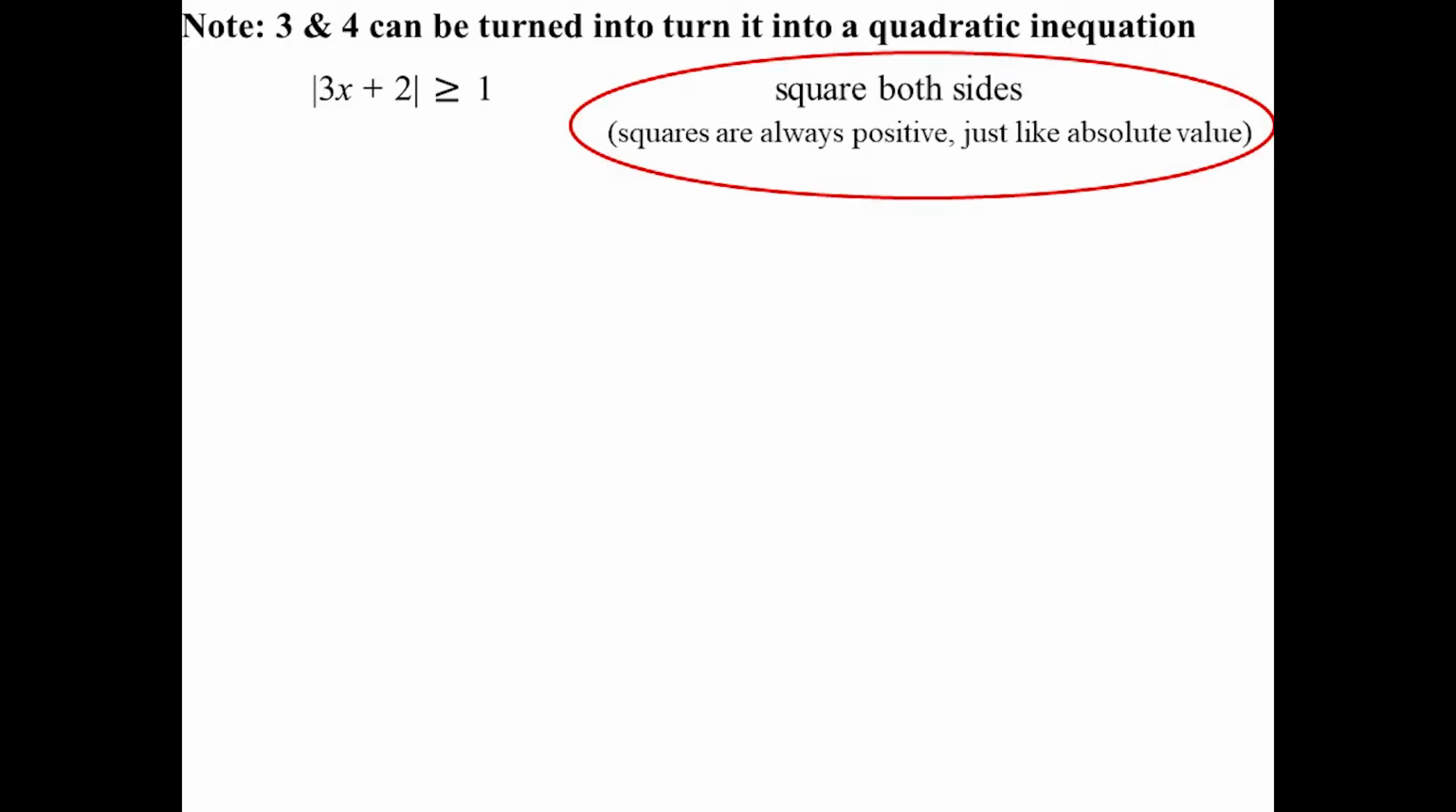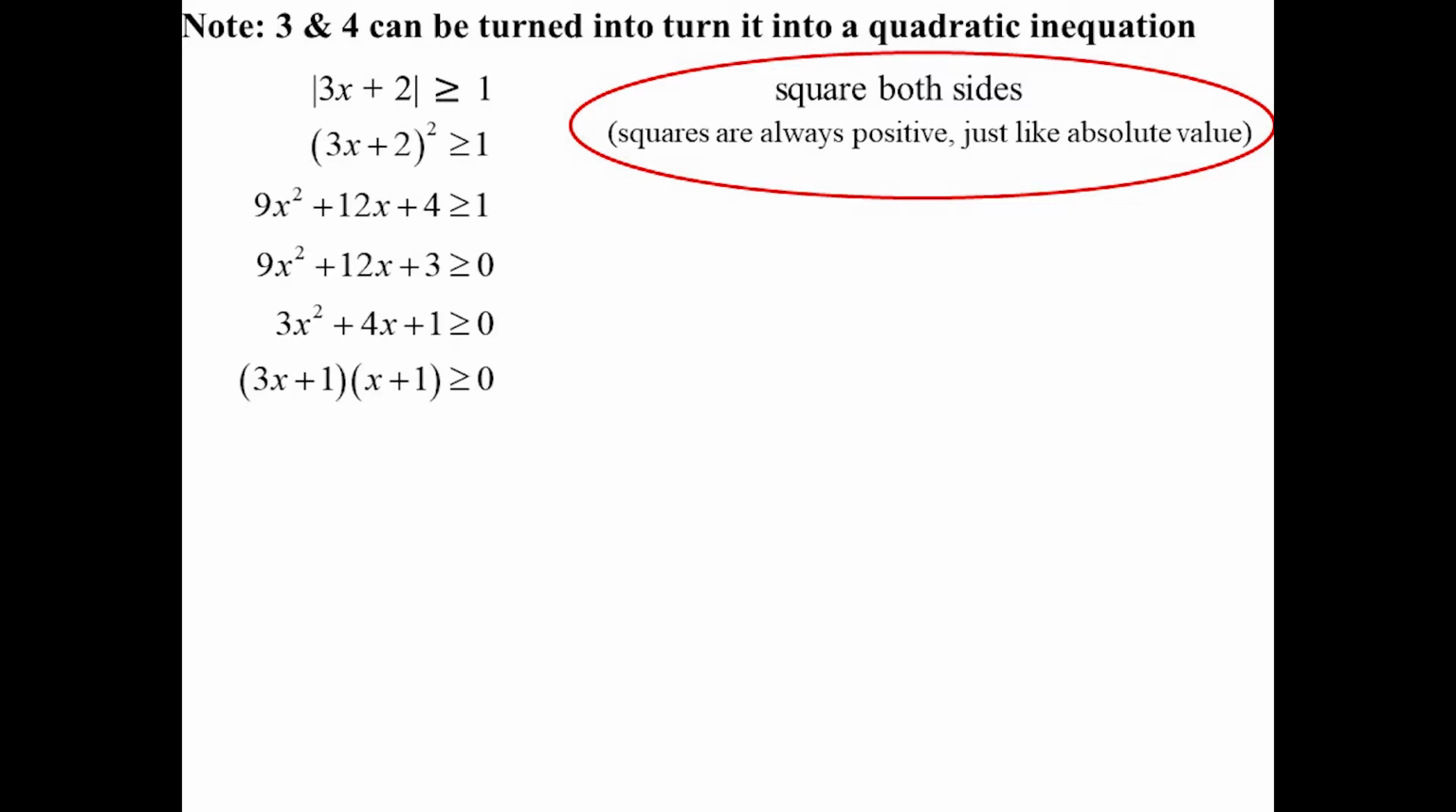See, if you square both sides, then you haven't got an issue with the absolute value sign or the greater than or equal to sign, because if you square an absolute value, it doesn't matter whether it's a or negative a. Square it, you get a squared. So if I square both sides, I'll get (3x + 2) all squared is greater than or equal to 1. And eventually we can get our factorisation there: (3x + 1)(x + 1) is greater than or equal to 0.